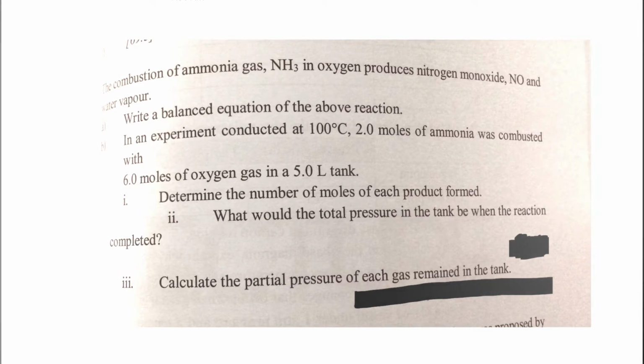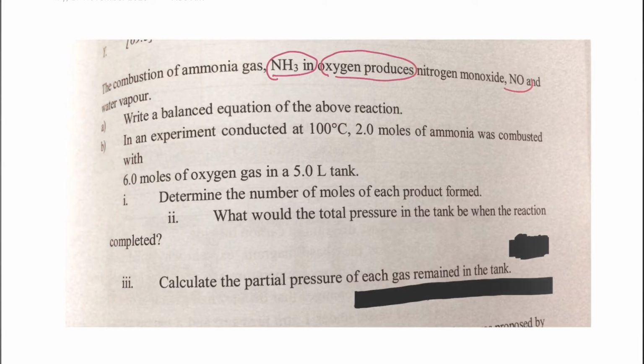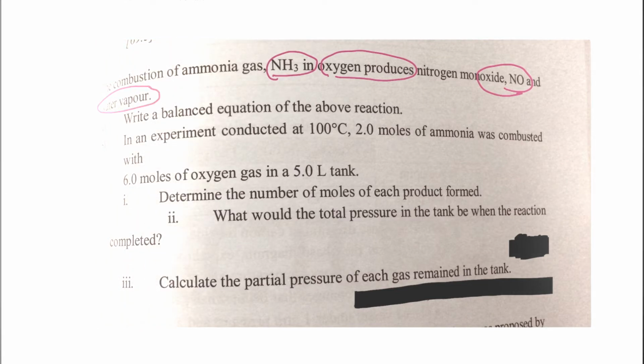A combustion of ammonia in excess oxygen produces nitrogen monoxide and water vapor. Write a balanced chemical equation. Okay, so the reaction is between ammonia and oxygen to produce nitrogen monoxide, which is a gas, and water vapor is also a gas. First we need to write a balanced chemical equation. Okay, so the reactant and the product are already given. So maybe we can write the equation first.